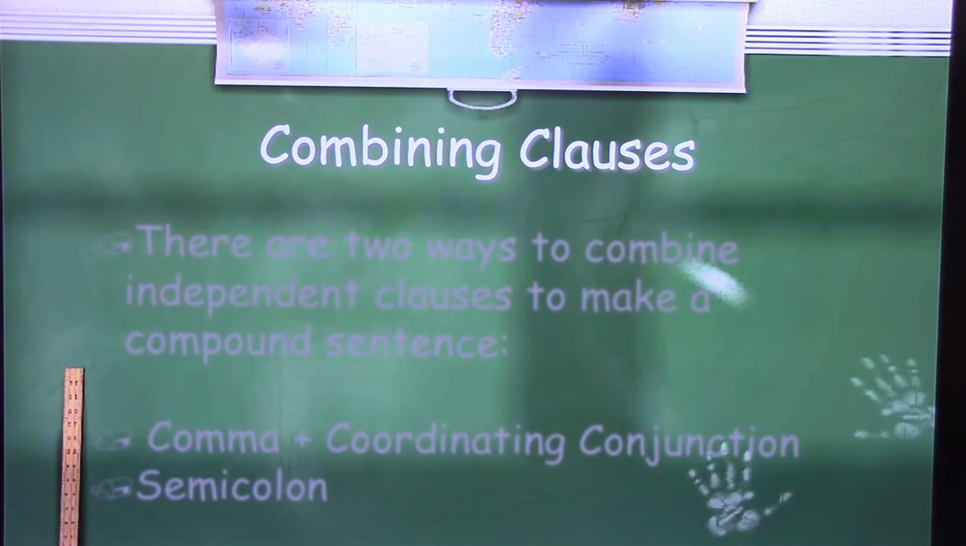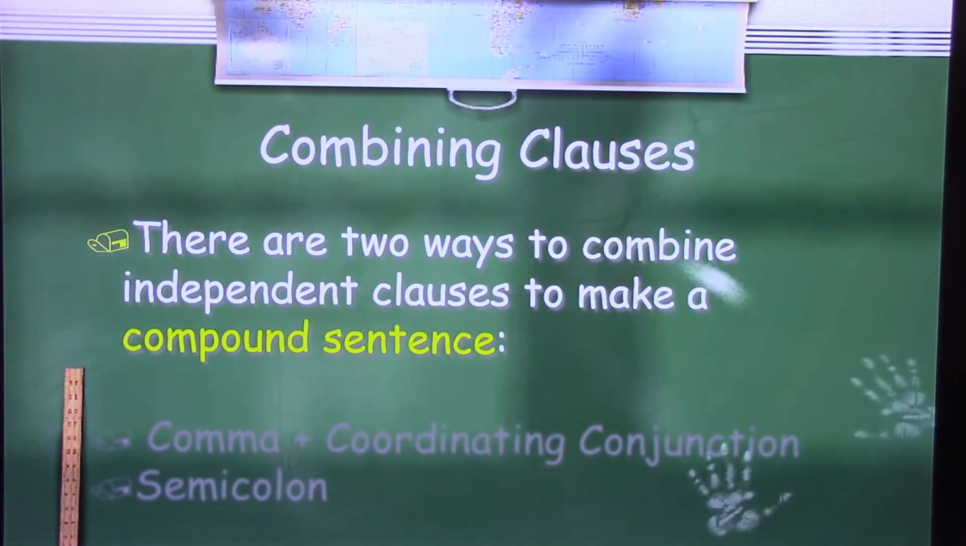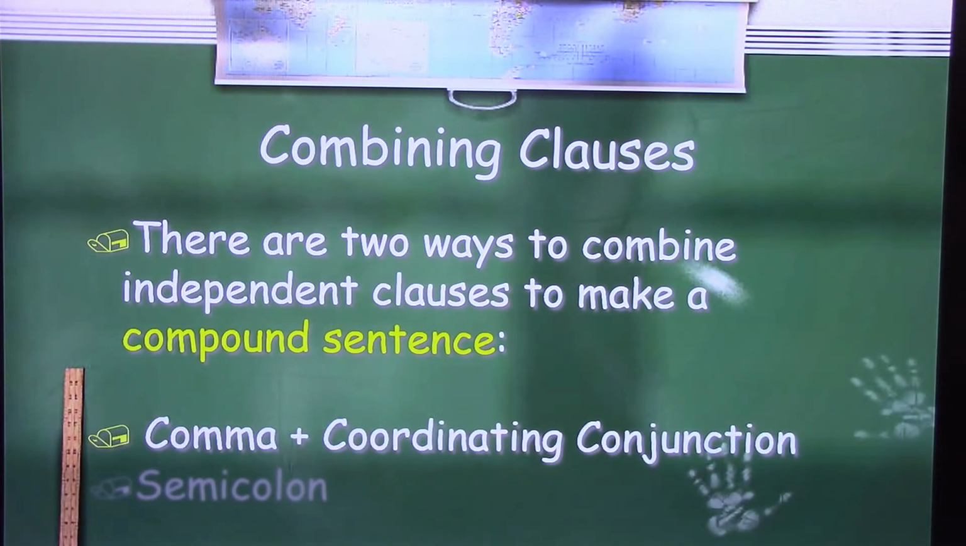Now, these independent clauses, how are they combined? Now, let us see how we combine these two independent clauses. There are two ways to combine the independent clauses to make a compound sentence. As I've indicated, there are two ways. The first way is you can combine them by using a comma and a coordinating conjunction. As I've already said, you use a comma and a coordinating conjunction, or you may use a semicolon.